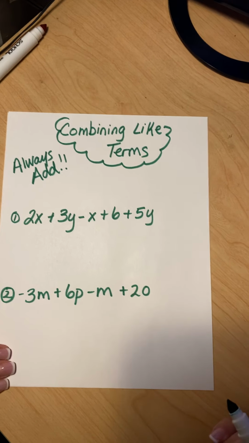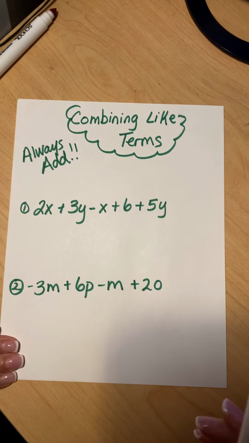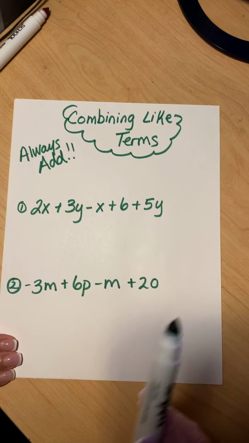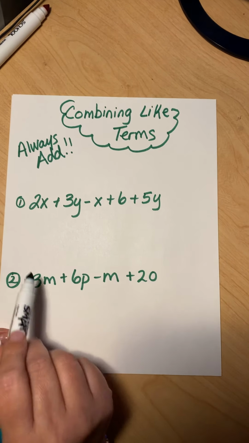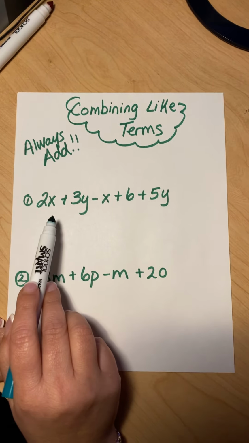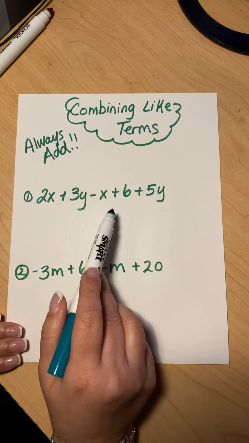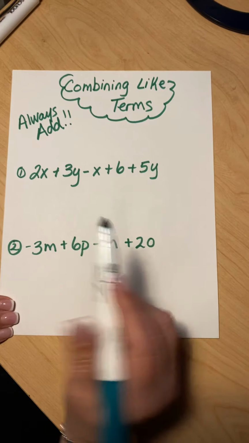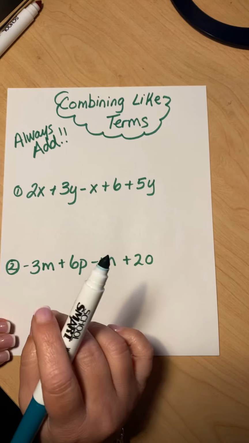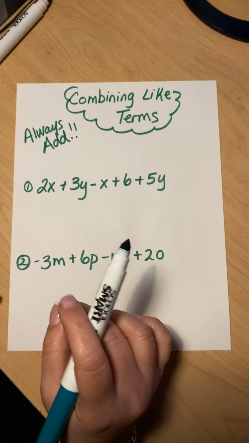Today we're going to go over combining like terms. When you combine like terms, you're always going to add. Let's look at this first example: 2x plus 3y minus x plus 6 plus 5y. That's a lot of terms. Let's start to combine the ones that look the same.